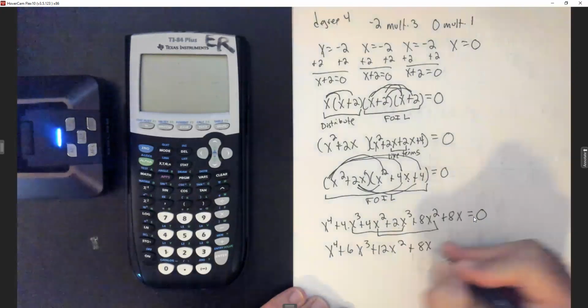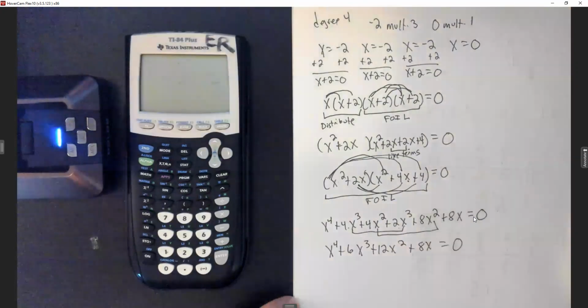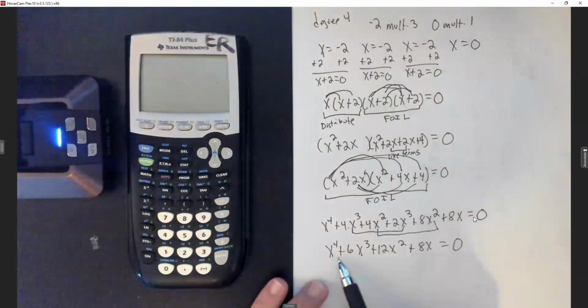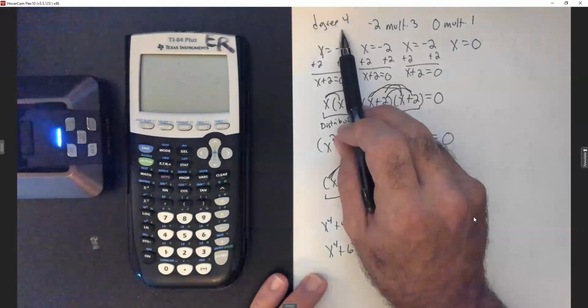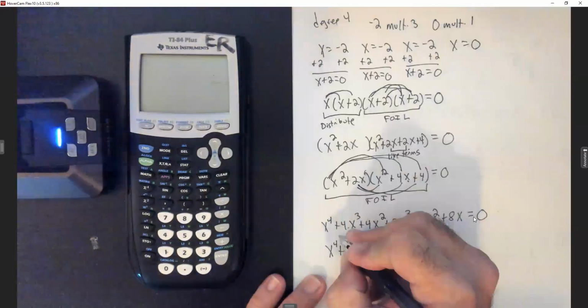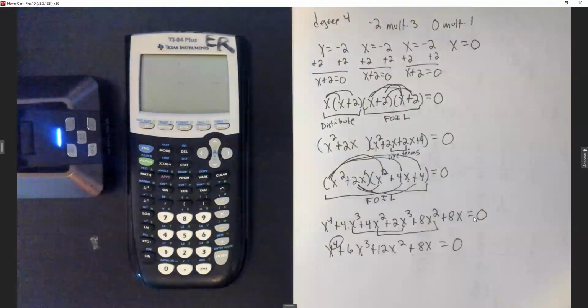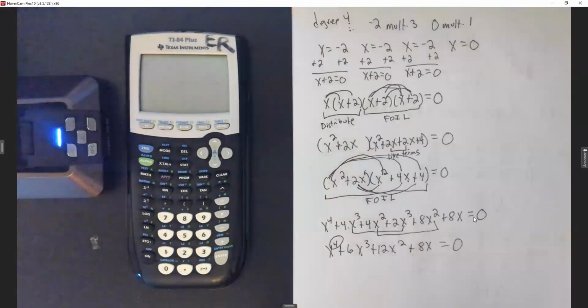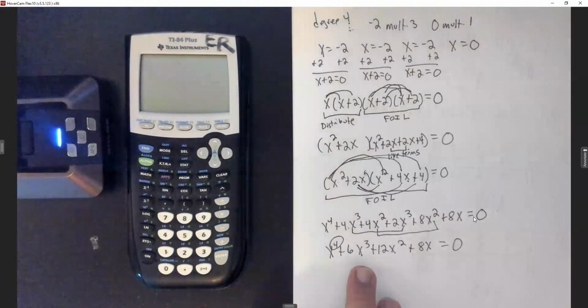What was the question, y'all? No question? All righty. Now, am I happy? Hey, they said I needed a degree 4. Oh, my bad. My highest exponent is a 4. So when you're done, your degree has to match what they said in that problem, okay? So x to the 4th plus 6x cubed plus 12x squared plus 8x.